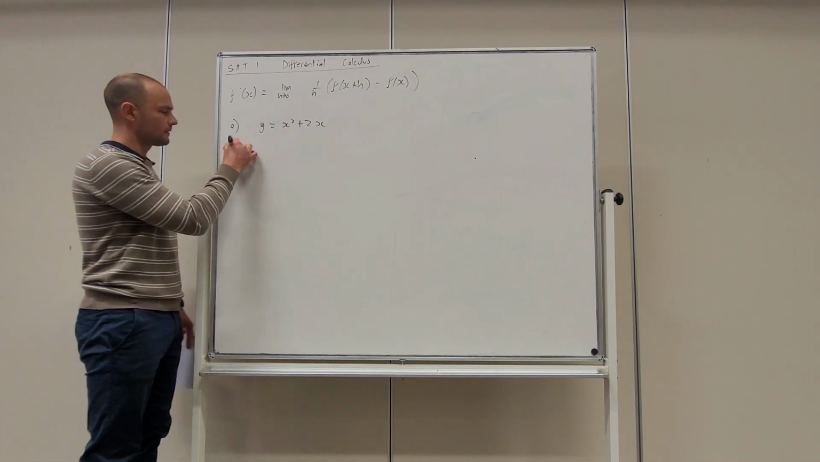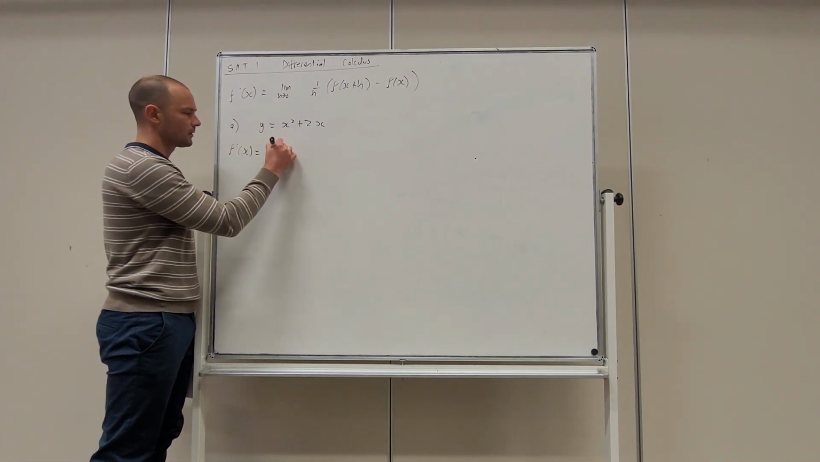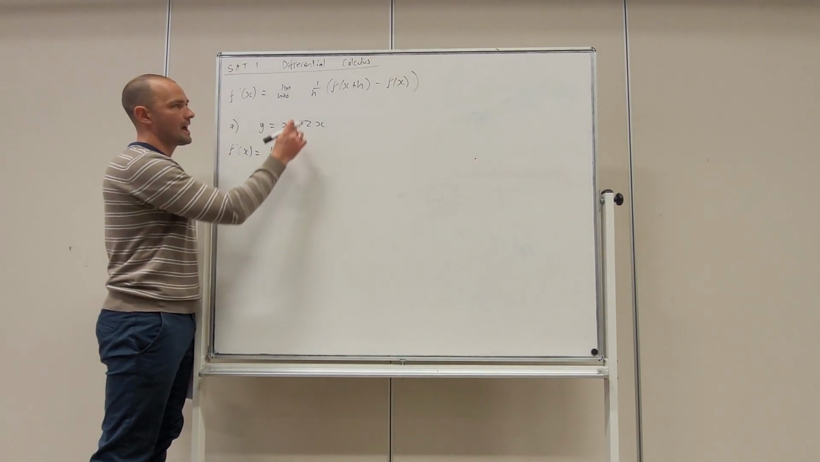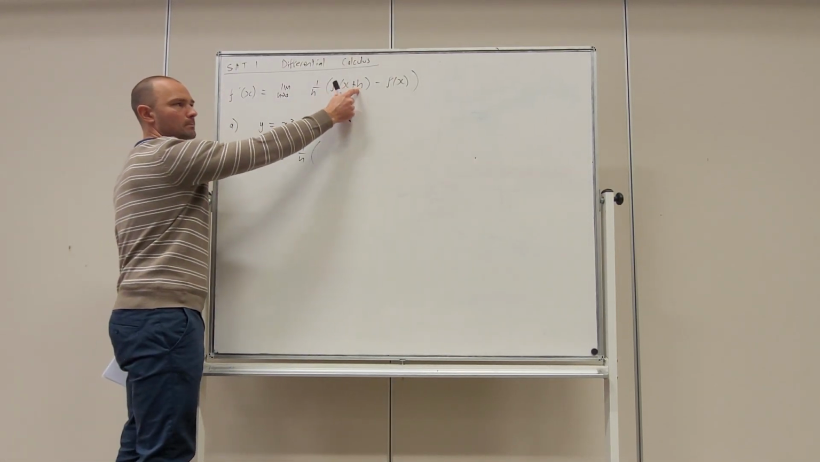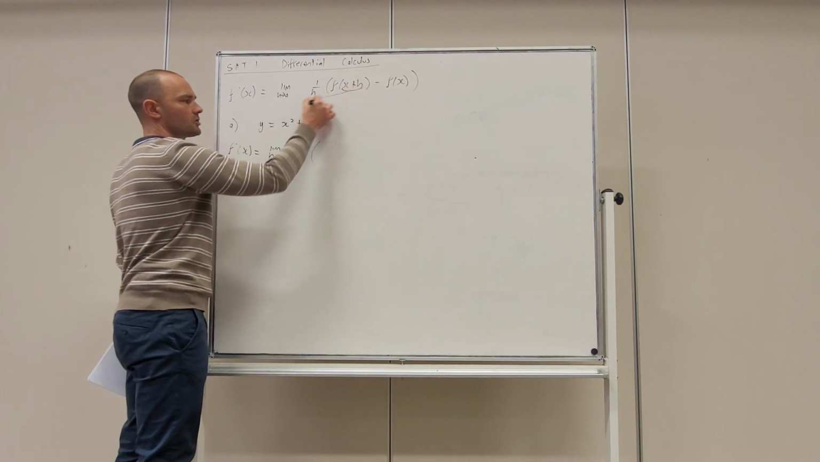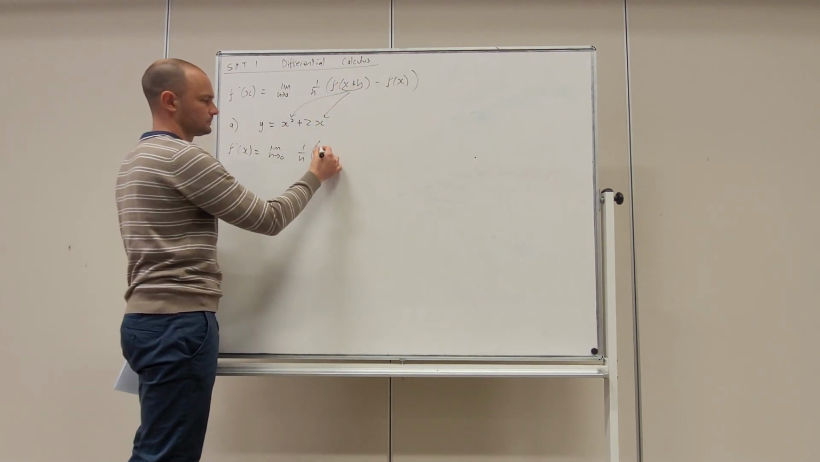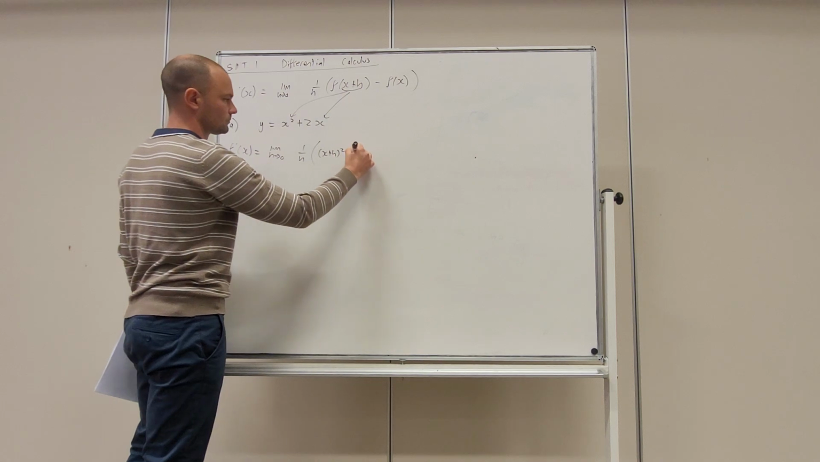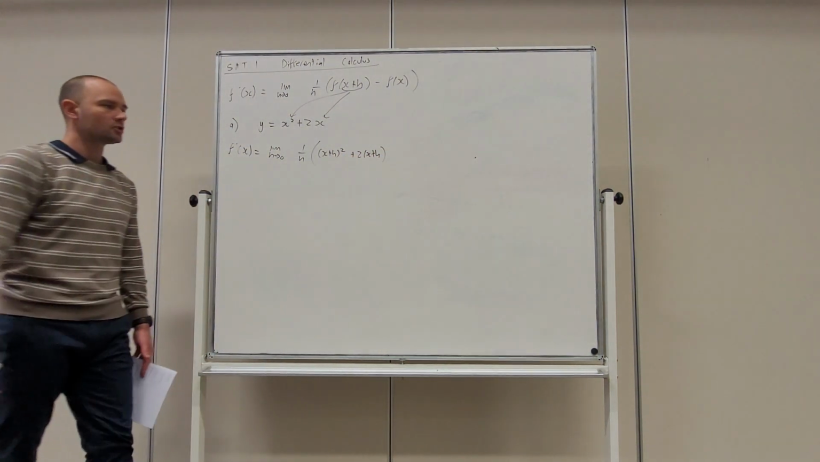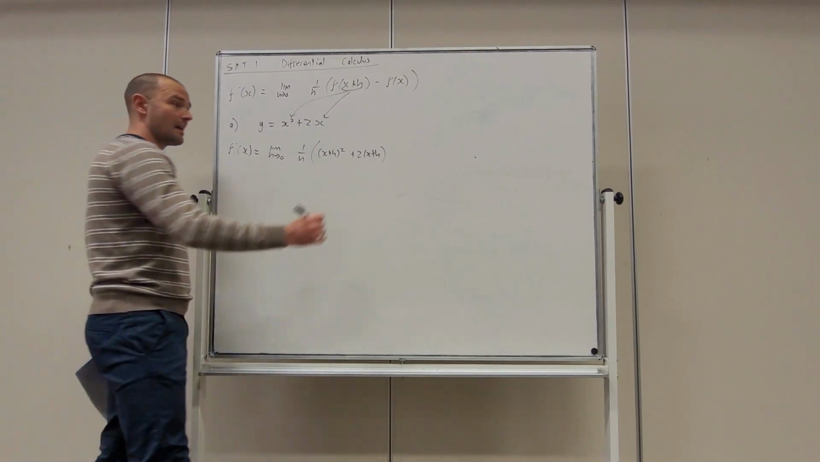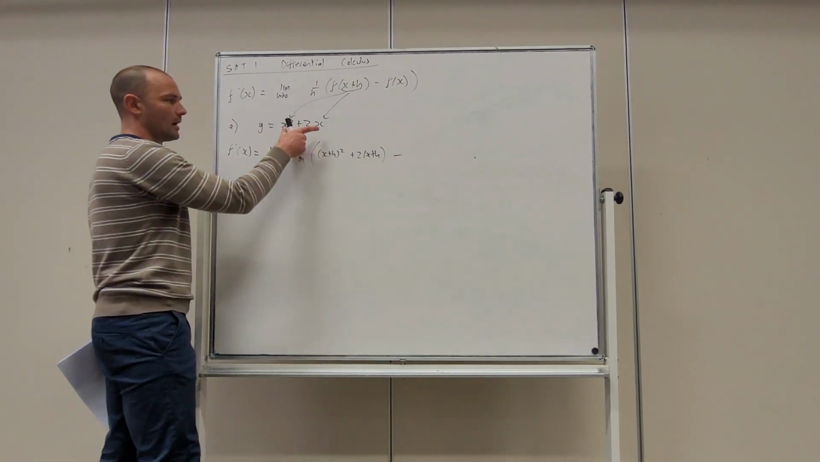So when we put it into the formula for first principles, we're going to have 1 on h multiplied by f of x plus h. So we're putting x plus h everywhere there's an x. So f of x plus h, take away f of x. So then we have to take away the function.